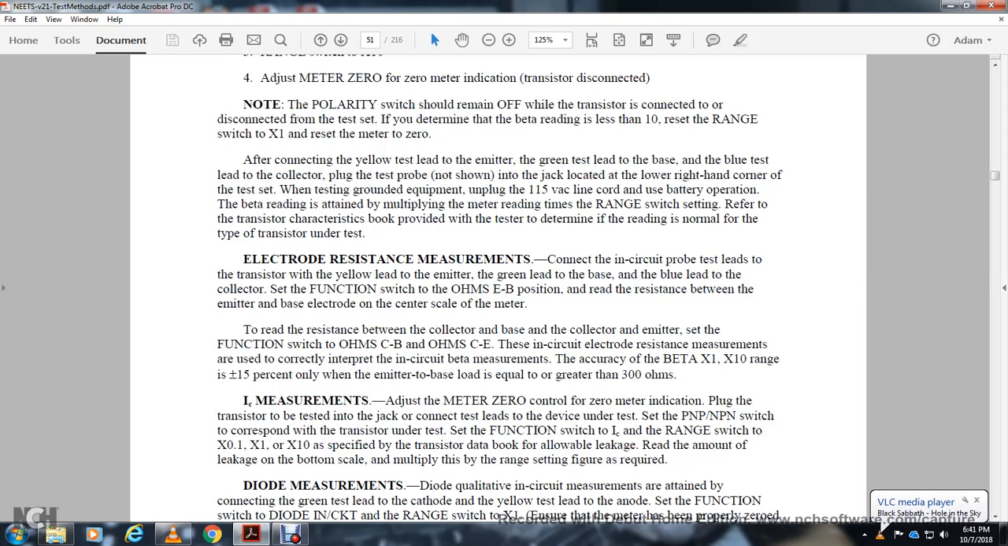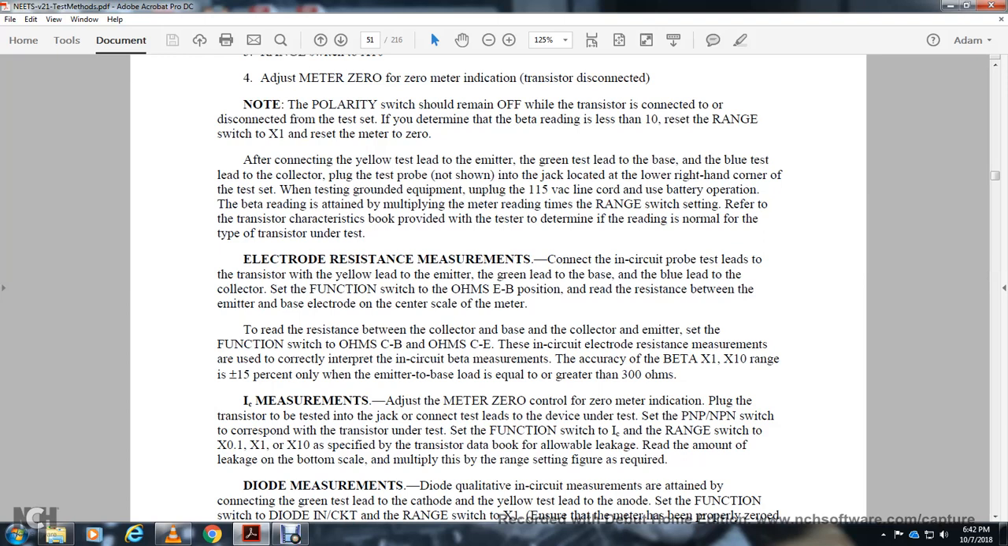Electrode resistance measurement. Insert the probe test leads into the transistor: the yellow lead to the emitter, the green lead to the base, and the blue lead to the collector. With the function switch in the ohms EB position, read the resistance between the emitter and the base on the center scale of the meter. Then read the resistance between the collector and the base, and between the collector and the emitter, with the function switch in the CB and CE positions.